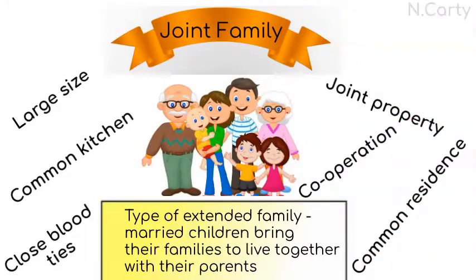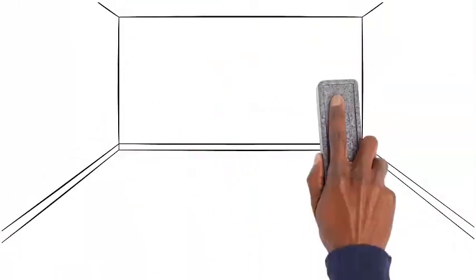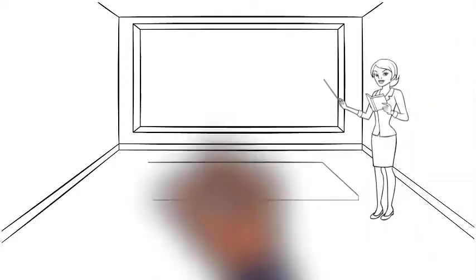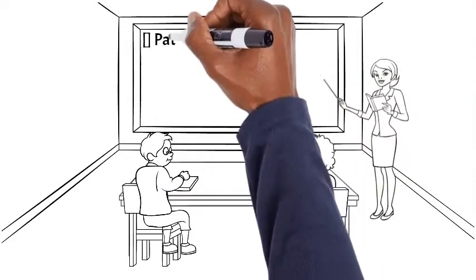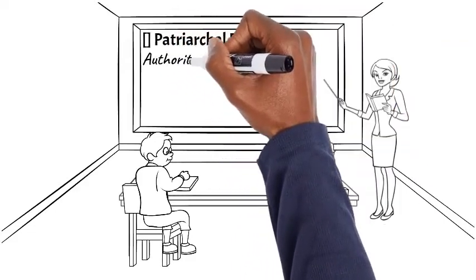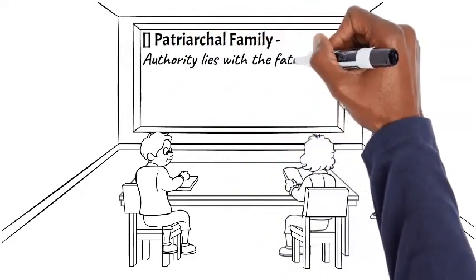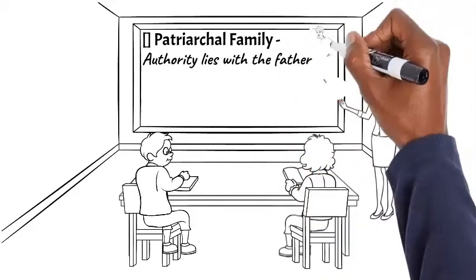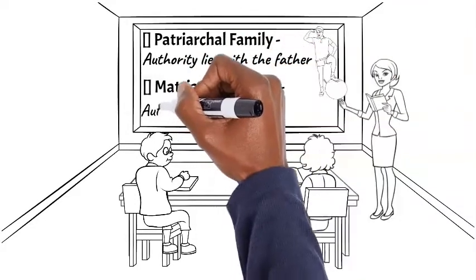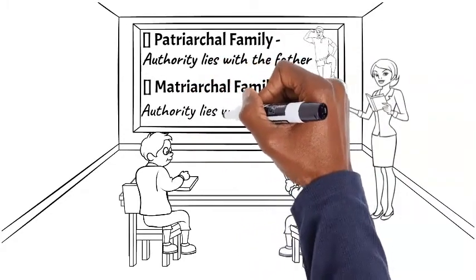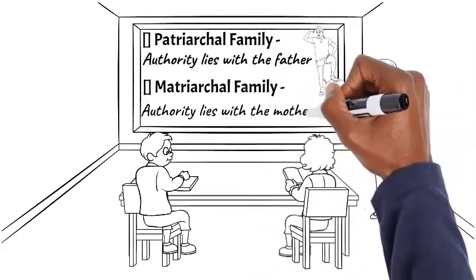There are some very important terms that I need you to know when looking at the family, and these are patriarchal family. This is a family arrangement in which authority lies with the father. Matriarchal family. It is a family arrangement in which authority lies with the mother.